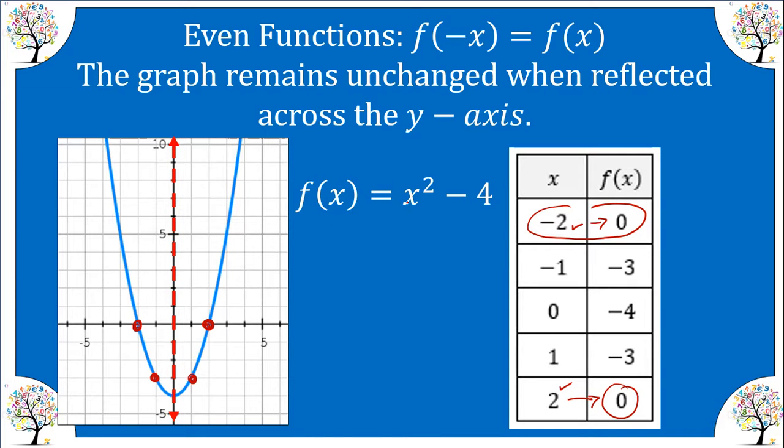If we were to plug these points into our equation, we would see that we would get the same output. So when I put in negative 1, I get out the negative 3. When I put in positive 1, I get out the negative 3. So you can see my outputs are the same.